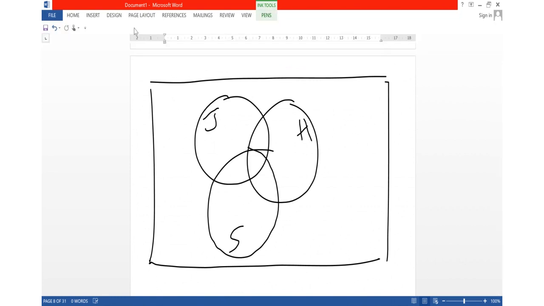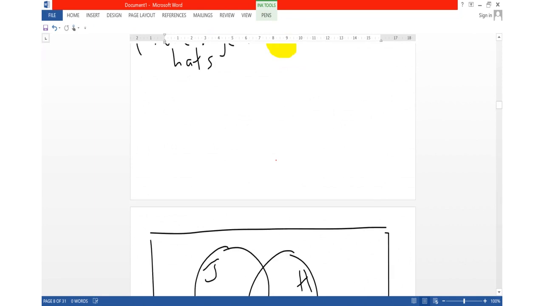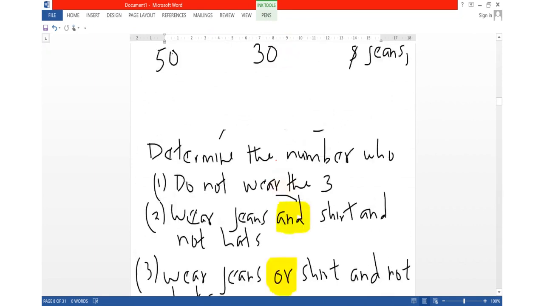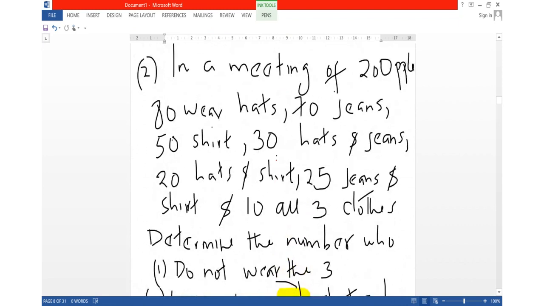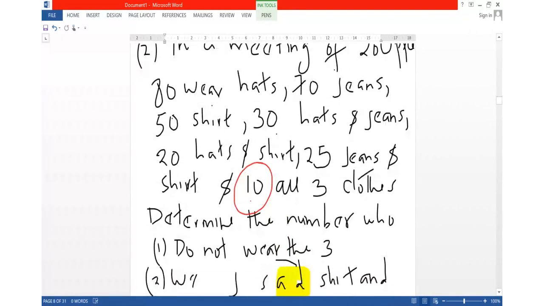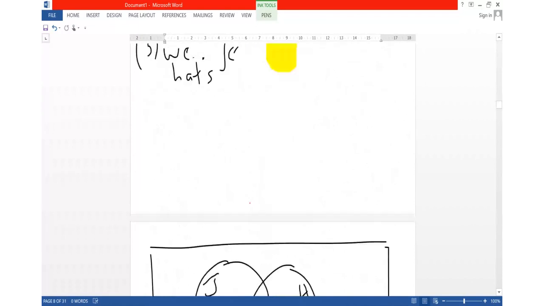How many are wearing all three? Let's go up to the question and confirm. The number who are wearing all three is 10. So I'll start from the intersection of all of them. So we have 10.